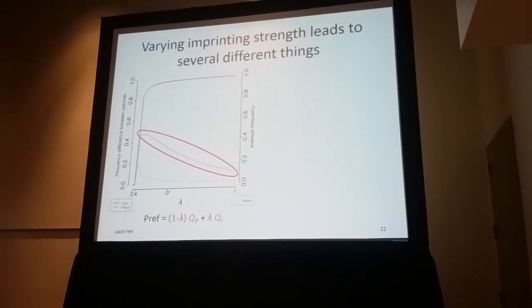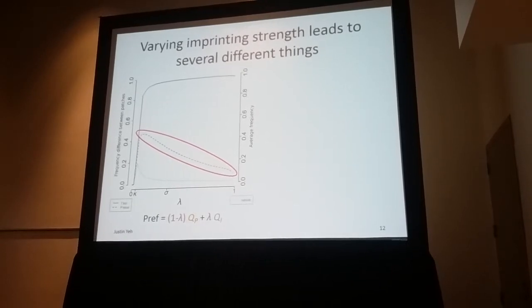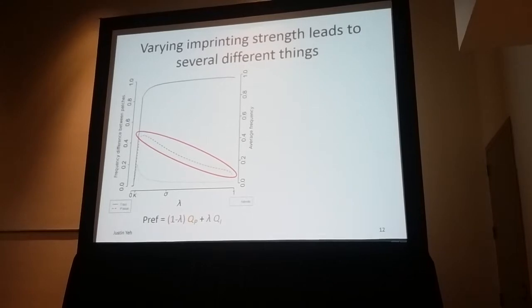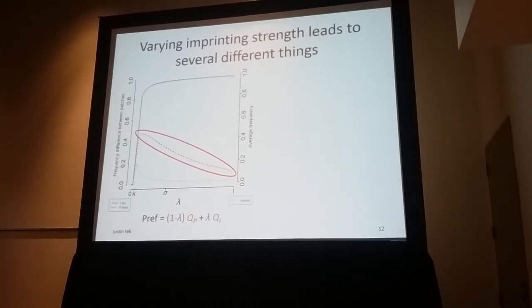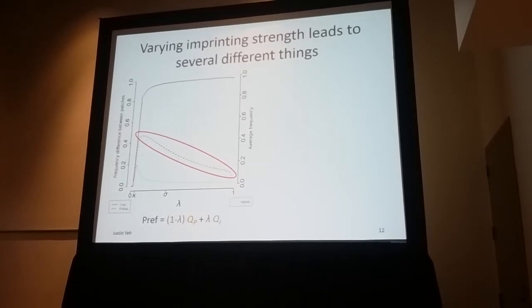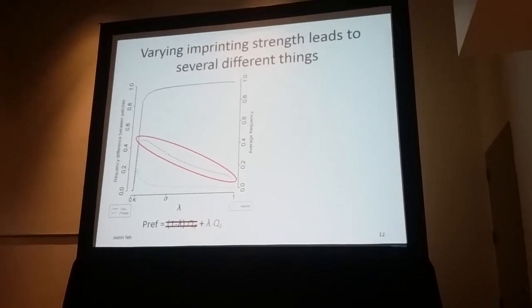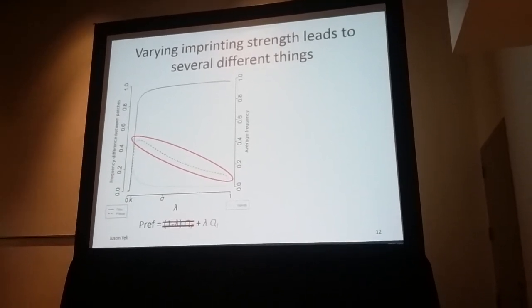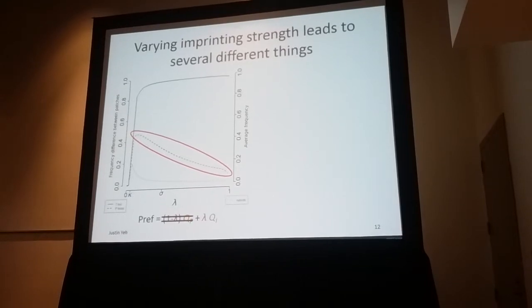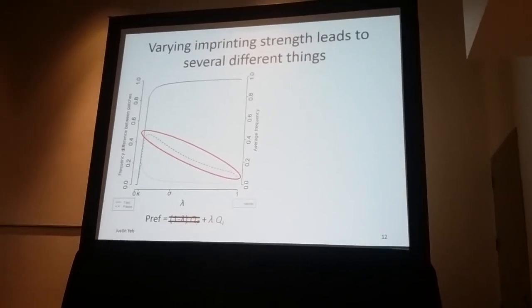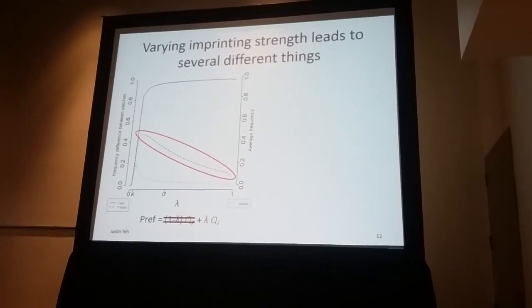So the first thing I want you to note is that this line, which indicates the divergence of the preference locus, is decreasing as imprinting strength increases. And the reason behind that is because as imprinting strength increases, the imprinting is masking out the effect of innate preference. So this first term is becoming less and less important. So essentially, the preference locus is becoming neutral, which is why it's losing divergence as the imprinting strength increases.